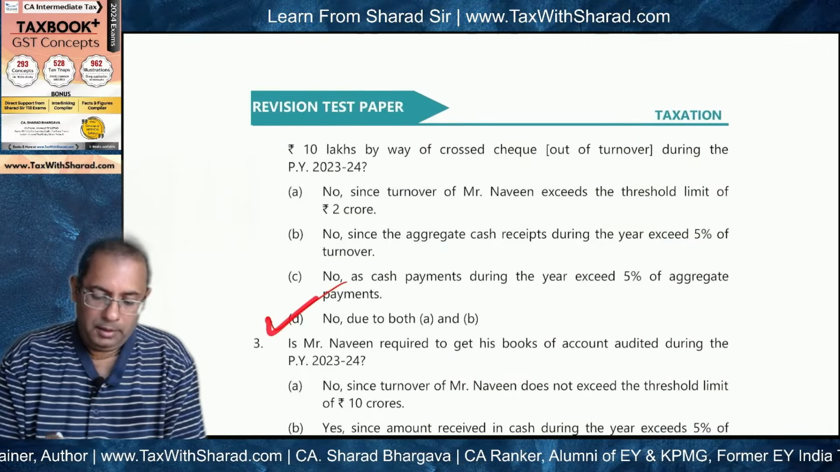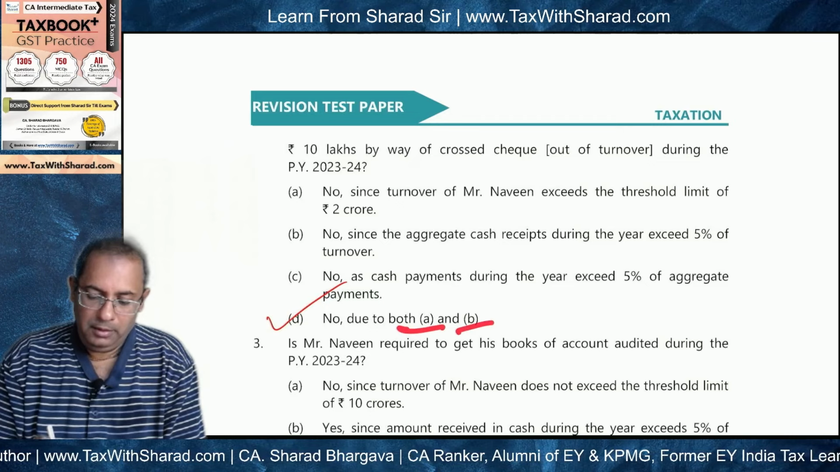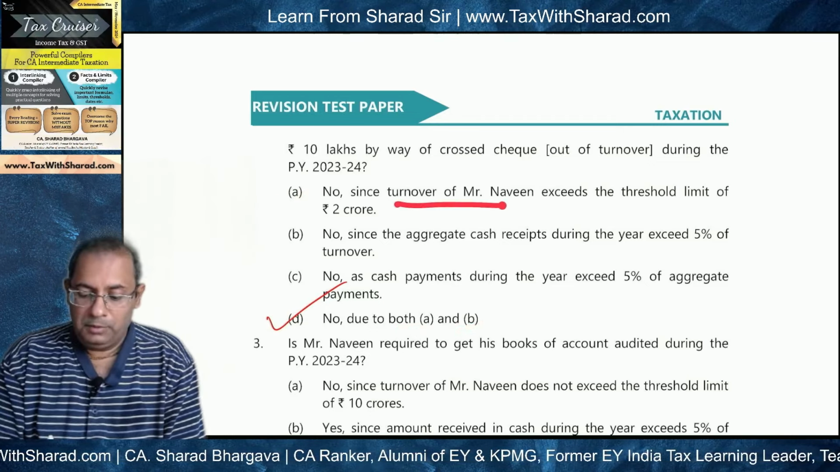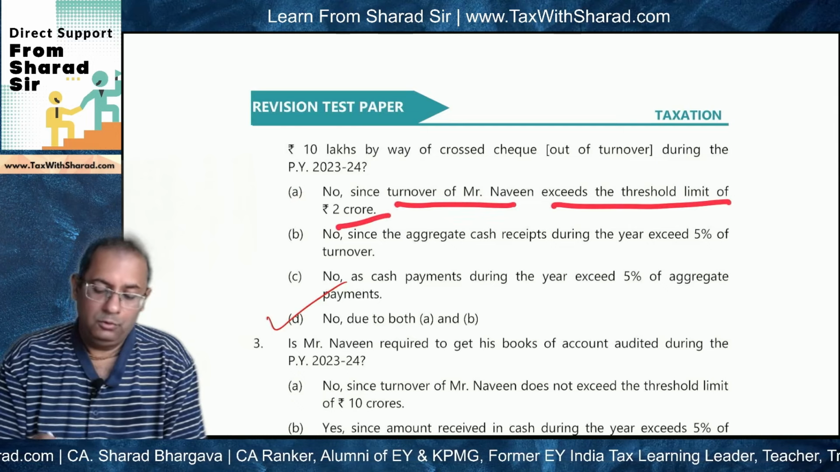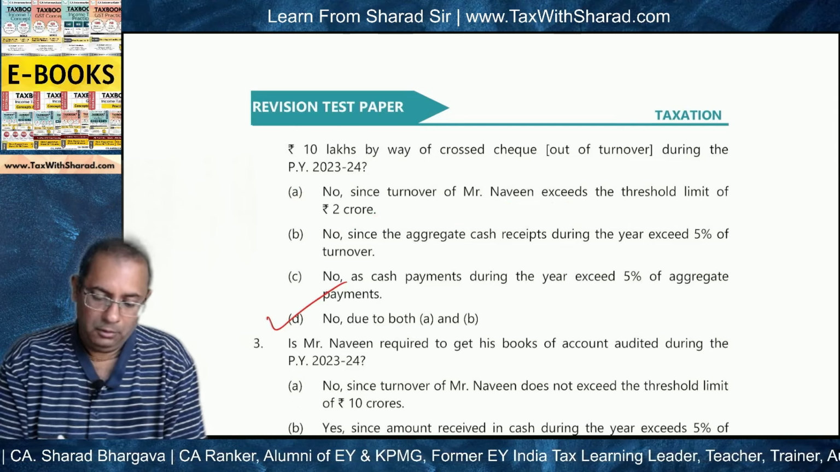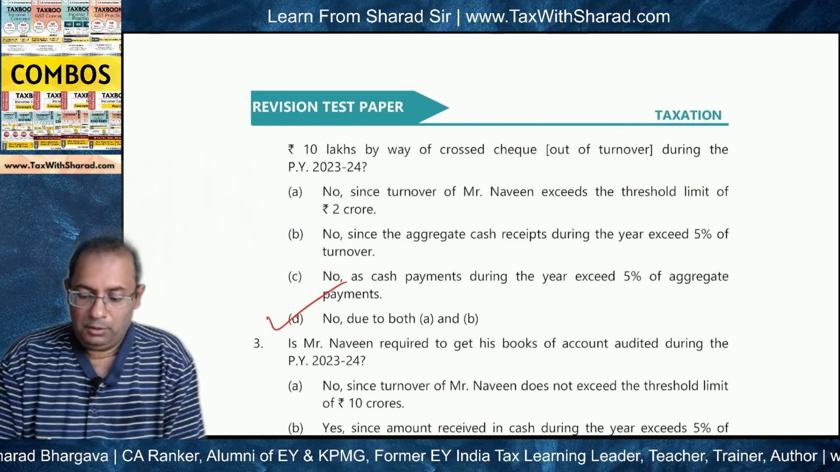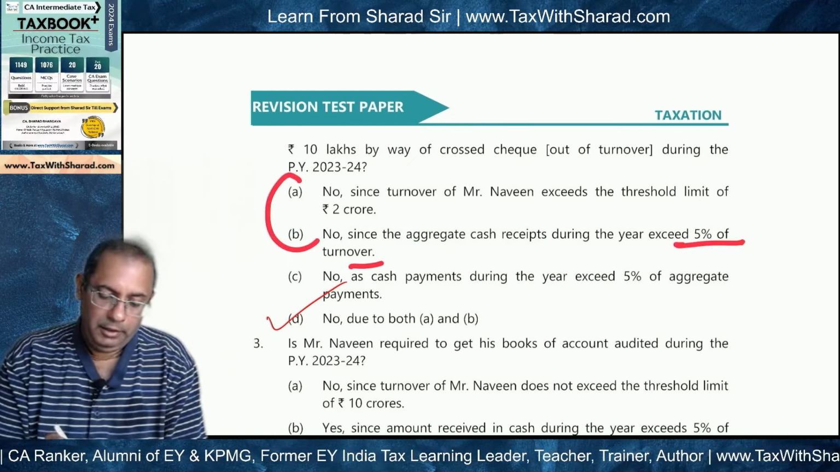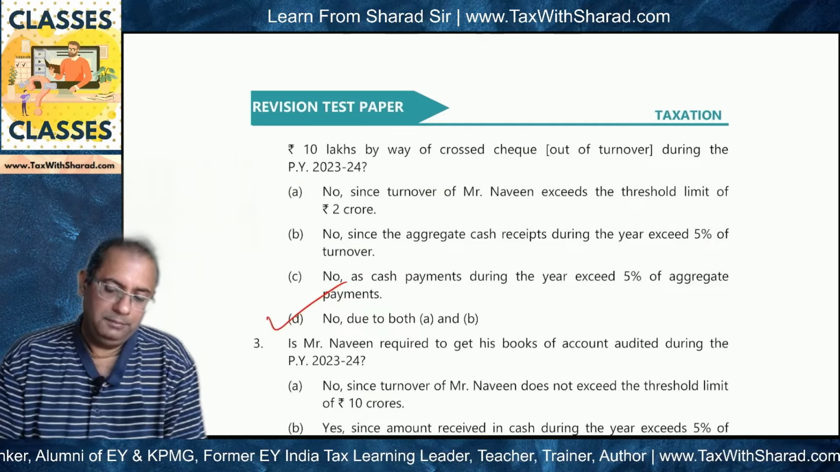And therefore the correct answer will be D, because both A and B reasonings are correct. What is reasoning number A? It is turnover of Mr. Naveen exceeds the threshold limit of 2 crore, right? That is what we figured out. B is also correct because aggregate cash receipts during the year exceed 5% of turnover. So both because of A and B, the correct answer becomes D.